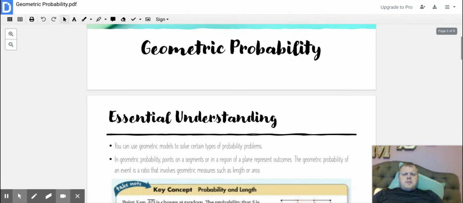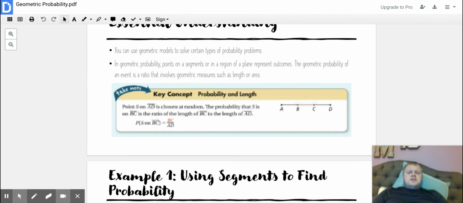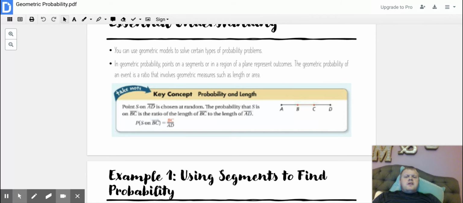So geometric probability. Some essential understanding that you'll need to know. You can use geometric models to solve certain types of probability problems. In geometric probability, points on a segment or in a region of a plane represent outcomes. The geometric probability of an event is a ratio that involves geometric measures such as length or area.